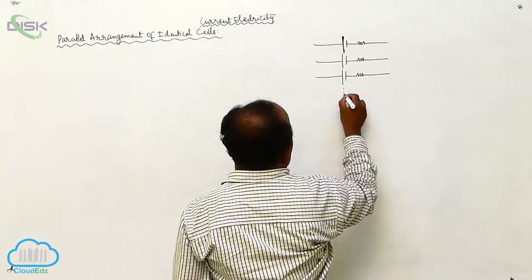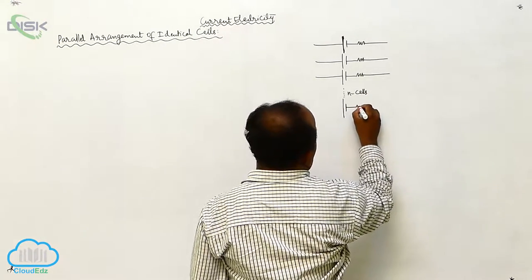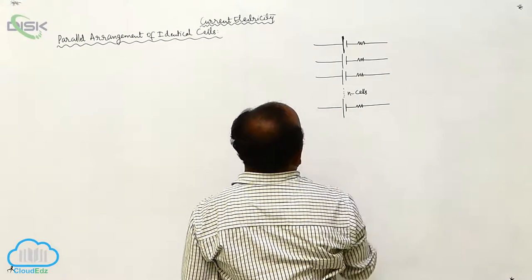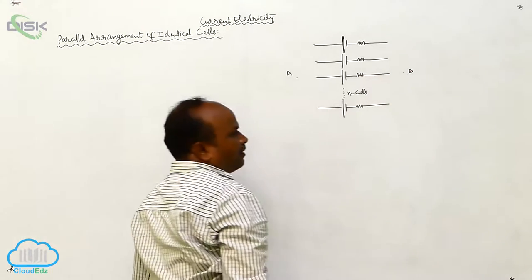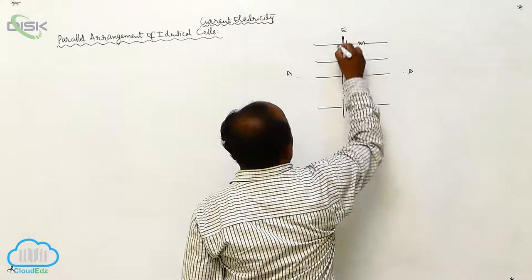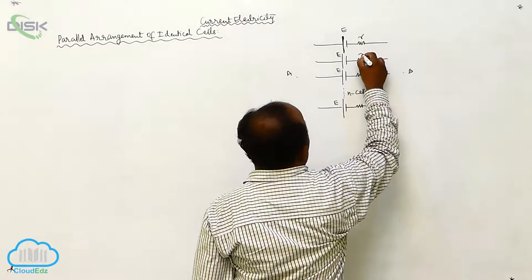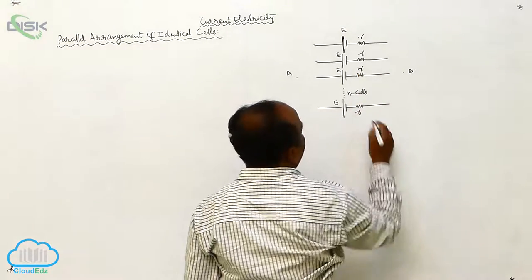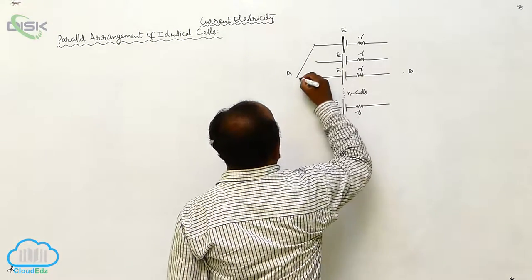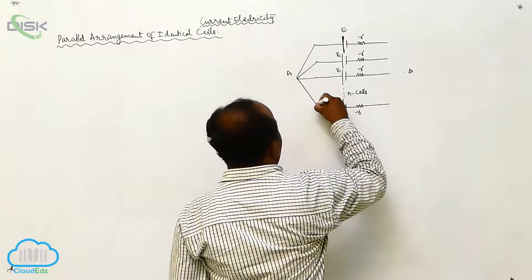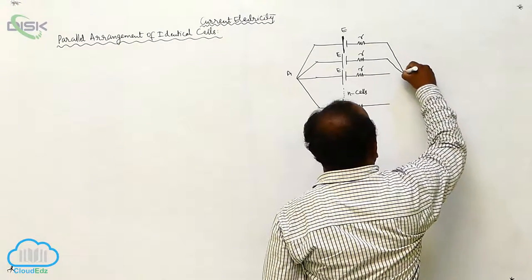All the N cells, that is N cells. Now there is a common point A. There is a common point B. Every cell has EMF E and internal resistance small r. Right? All the positive terminals are connected to a common point. All the negative terminals are connected to a common point.